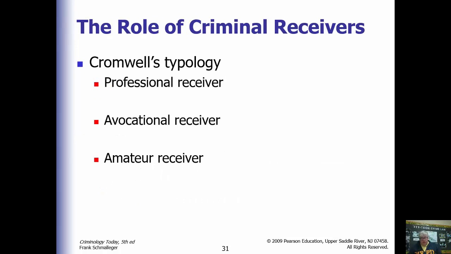Cromwell said there were 3 types of receivers. It was your professional. A professional receiver is the person who, that's what they do. They got a store set up, and they are in business to receive stolen property.